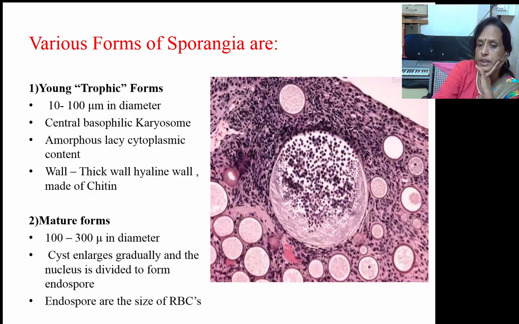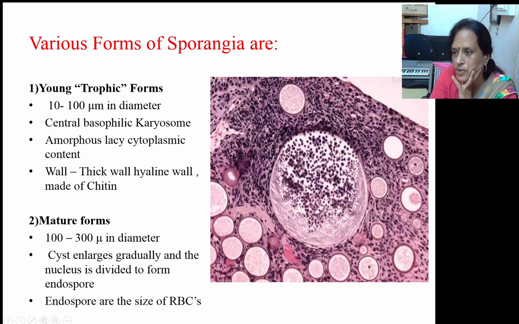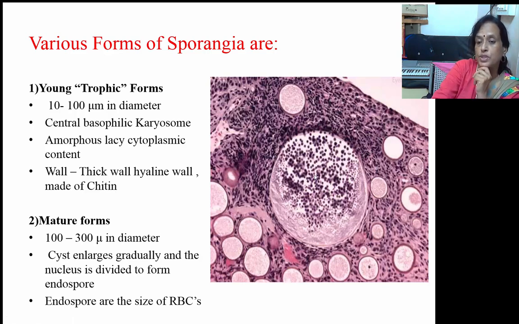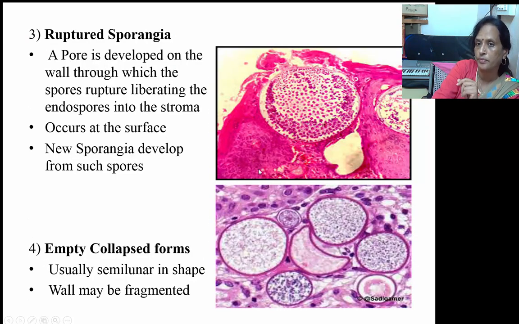trophic form. And as the cyst enlarges gradually, what happens to the nucleus, the karyosome which we saw? So it divides to form lots of endospores. See, all these endospores are of the size of RBCs, and they look like RBCs also, but they're slightly bluish to pink. So two forms we have seen here, the younger, the trophic form, and the mature form.